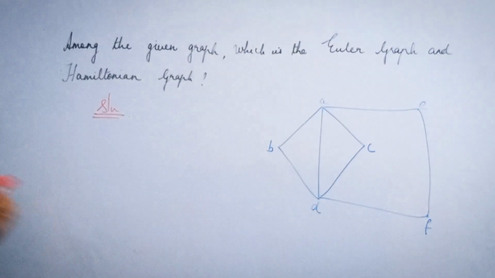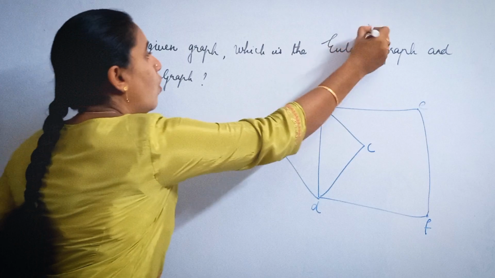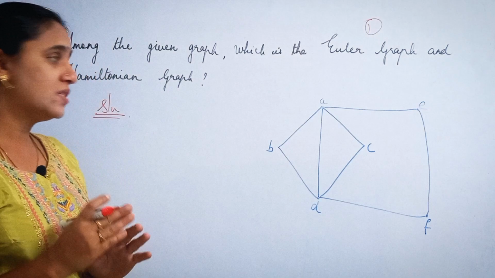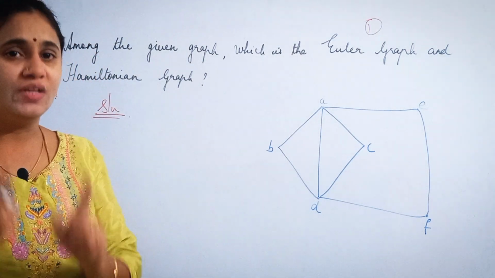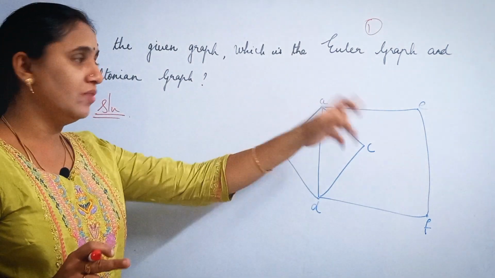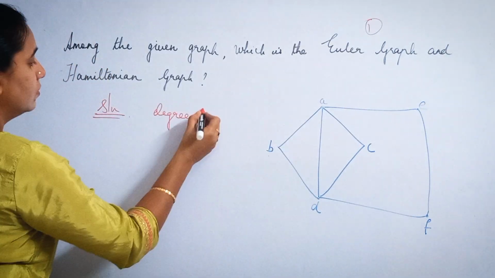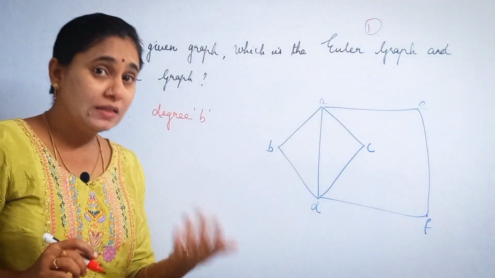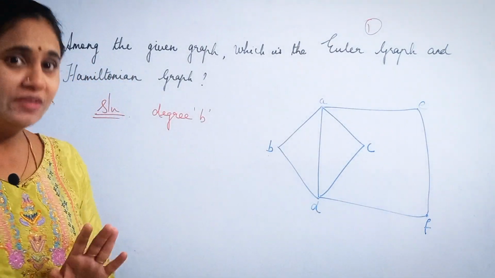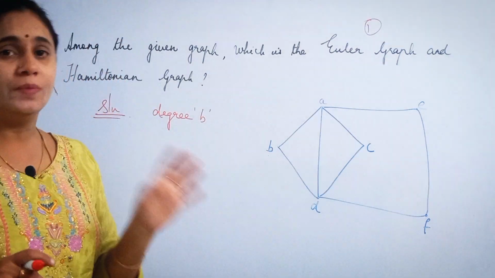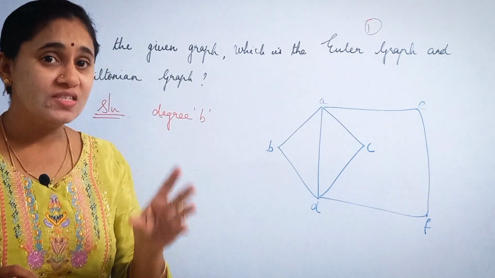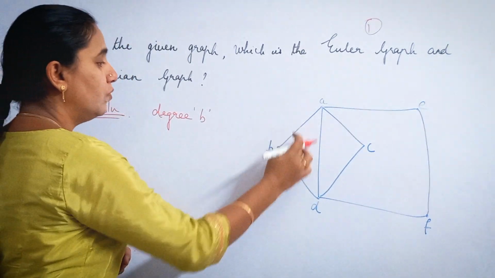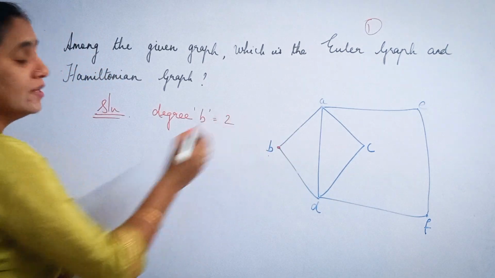First, let me find for the Euler graph. How to find for the Euler graph? As I already told you, you must calculate the total number of degrees present for each and every vertex. So tell me, what is the degree of B? How will you calculate the degree? I have explained that already, isn't it friends? The degree is the total number of edges connected to this vertex. How many edges are present? If you see, it is 2.